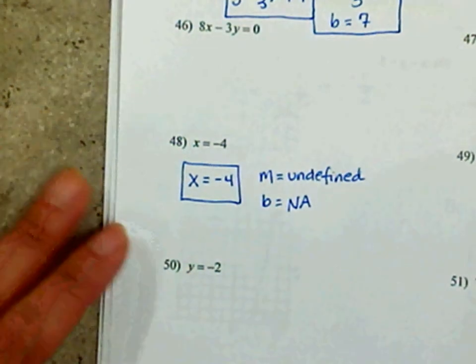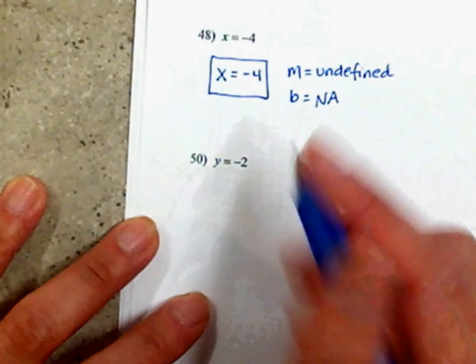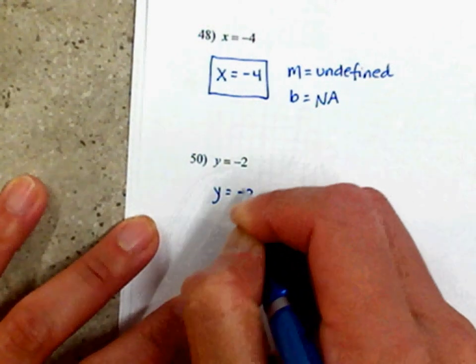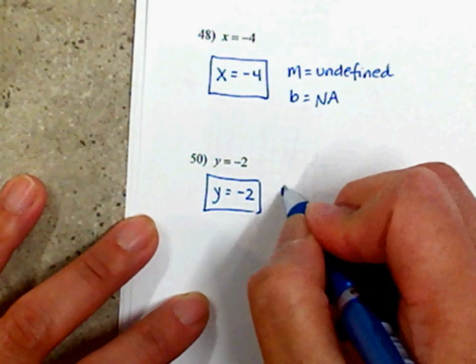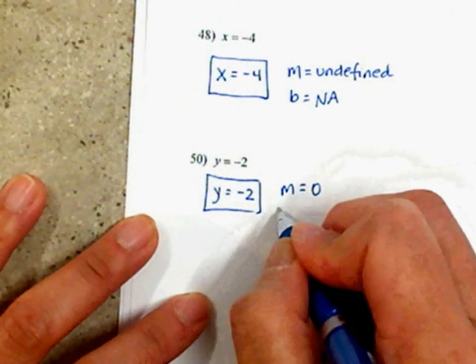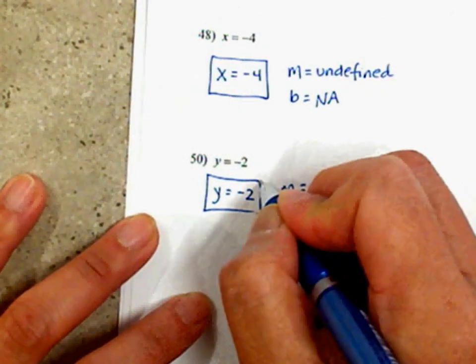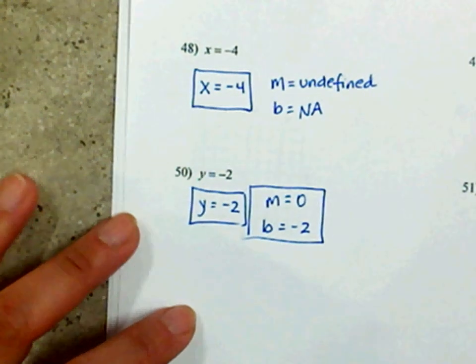Number 50. I have no X. It's already done for you, so make sure you rewrite. Okay. So the slope here is 0. Y-intercept is negative 2. I'm okay. All right, so make sure you do your work, okay? Okay, little reminder, number 49.